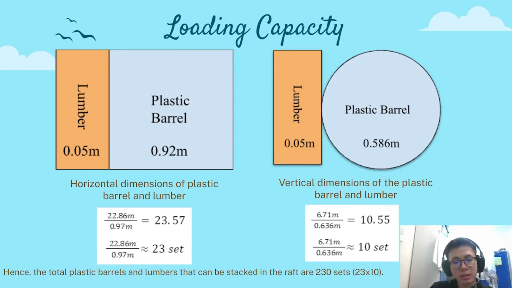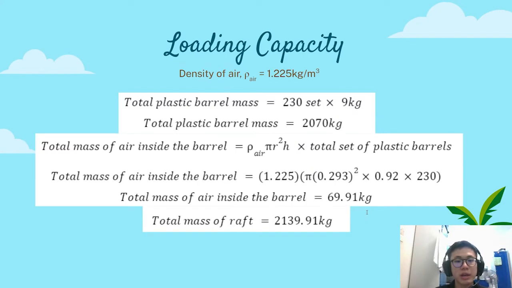The total plastic barrel and lumber that can be positioned in the vertical plane of the raft will be determined by dividing the width of the raft by the horizontal dimension of the plastic barrel and lumber, which is 10 sets. Hence, the total plastic barrel and lumber that can be stacked in the raft are 230 sets. In order to calculate the loading capacity of the raft, the mass of the raft needs to be excluded.